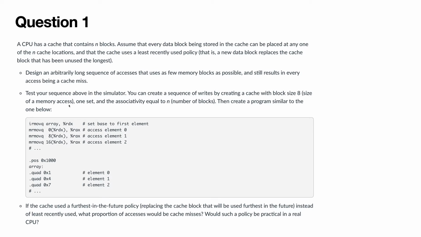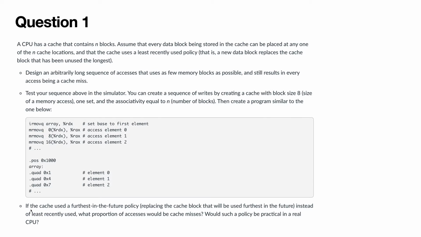You can test your sequence up above in the simulator by using this code. Basically, we are just accessing position 0 and then 1, 2, 3 until n. And when we access 1 again and 2, it's still a cache miss. How do we design a cache that creates a cache miss each time we access a memory block?